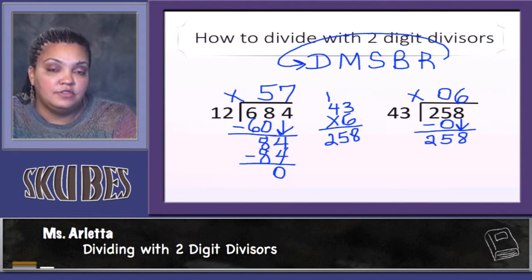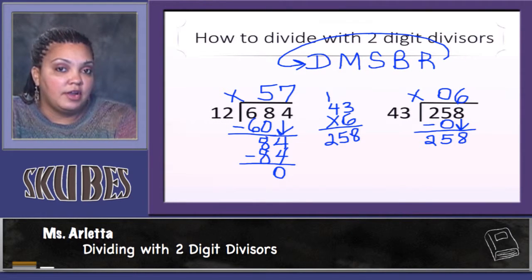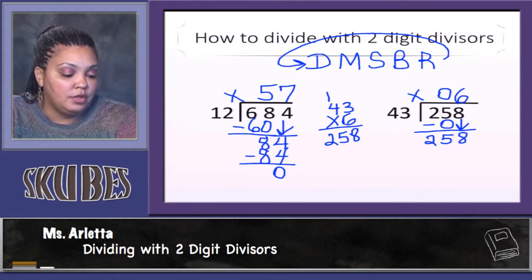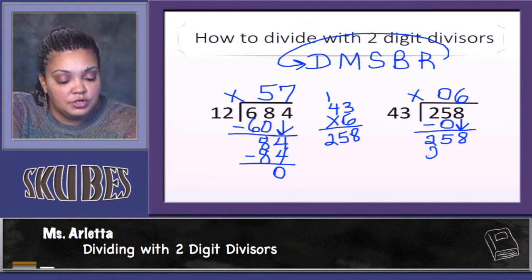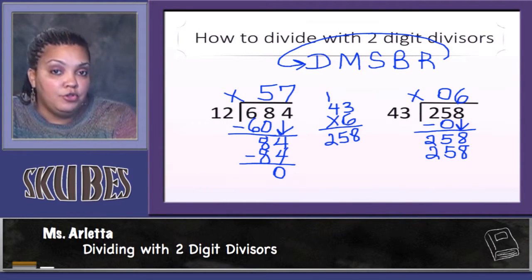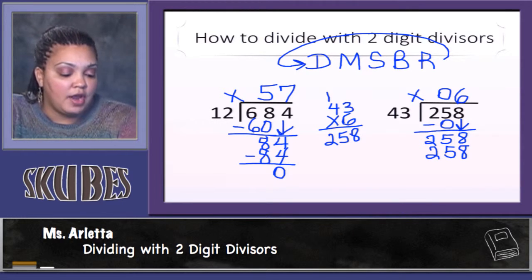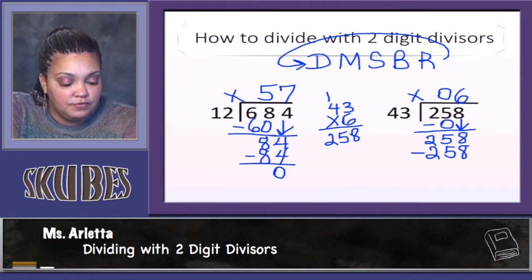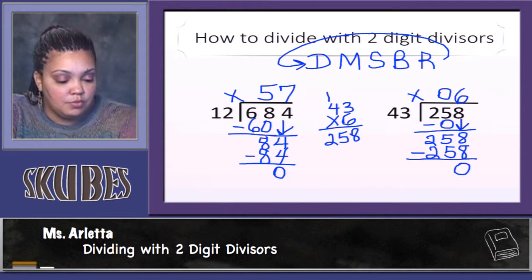Now that we have divided 258 by 43 and got our 6, the next letter after your D is your M. The M stands for multiply, so we're going to multiply that 6 times the 43, which we have already done, and we know our answer is 258. The next letter after your M is the S for subtract. Now we need to subtract 258 minus 258, and that gives us a 0.